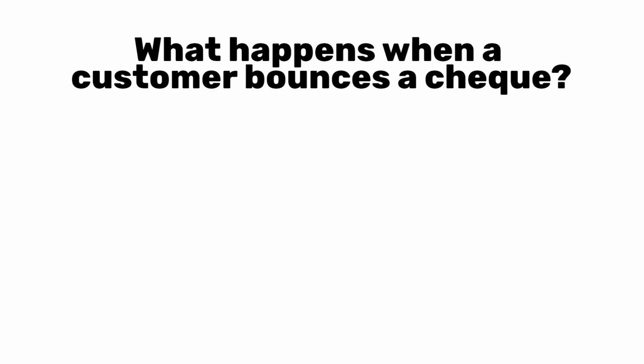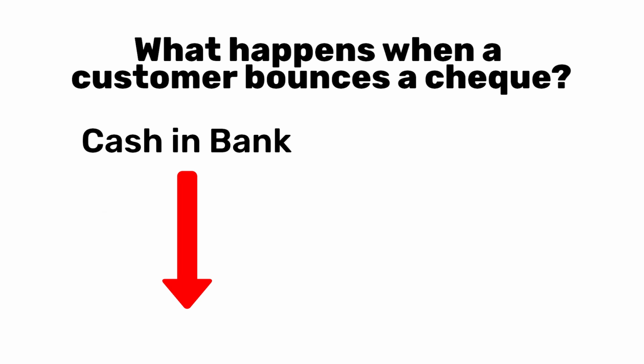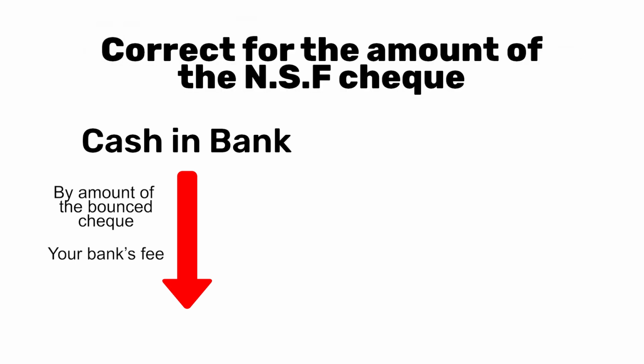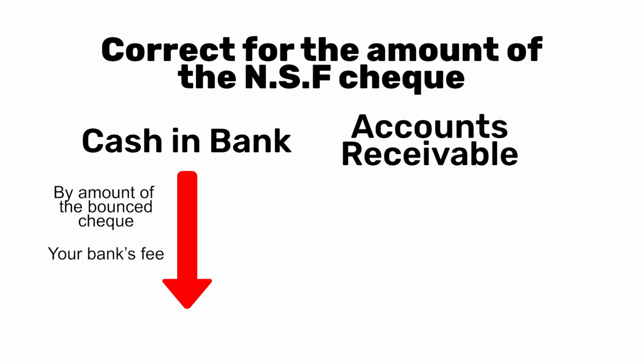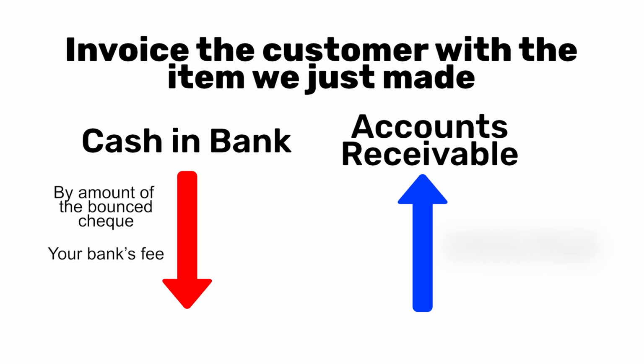And again, when a customer bounces a check, cash in bank decreases by the amount of the bounce check and also decreases by the amount of the fee that the bank is charging you. And at that same moment, accounts receivable is increasing because now the customer owes you the amount of the bounce check. And of course, we'll get to charging them a fee for that a little bit later on.